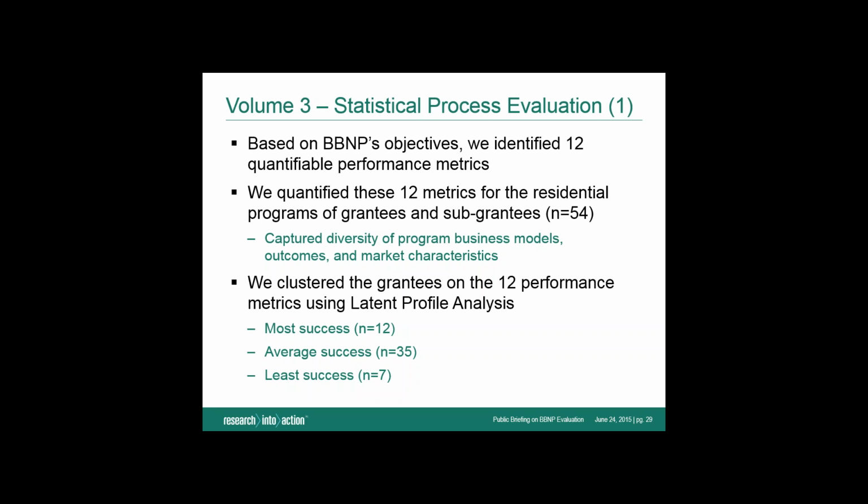Smaller numbers of grantees and sub-grantees ran commercial programs, for example, or the multifamily, so we had a smaller N. We needed a large N, so it's the residential sector that had enough sample size. So we quantified these for the residential programs. Of the 54, virtually every grantee ran a residential program, so virtually all the residential programs.